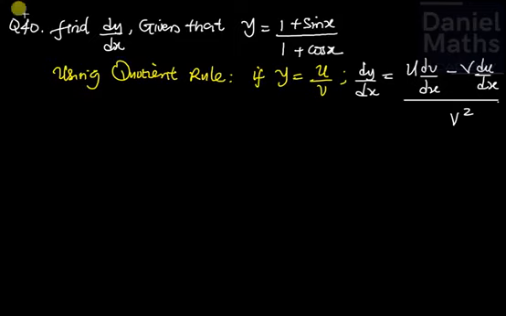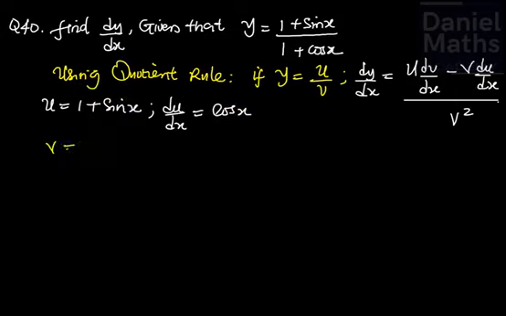So it therefore means that from this question, u is equal to 1 plus sine x. If this is this, then du over dx is equal to what? Differentiate 1, you have 0, differentiate sine x, you have cos x, so this gives us cos x. Likewise, v is equal to 1 plus cos x. So dv over dx will give us, differentiate 1, you have 0, differentiate cos x, you have minus sine x. So this is basically what we have.